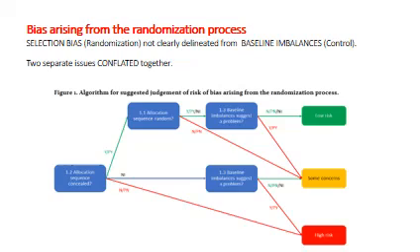So the first one, bias arising from the randomization process. I've got to say this is clear-cut wrong, right? Because selection bias, that is randomization, is a very different concept from control, which is baseline imbalances. Remember, it's randomized control. So you have to achieve both parts independently. Whereas in this, they have conflated the two issues.